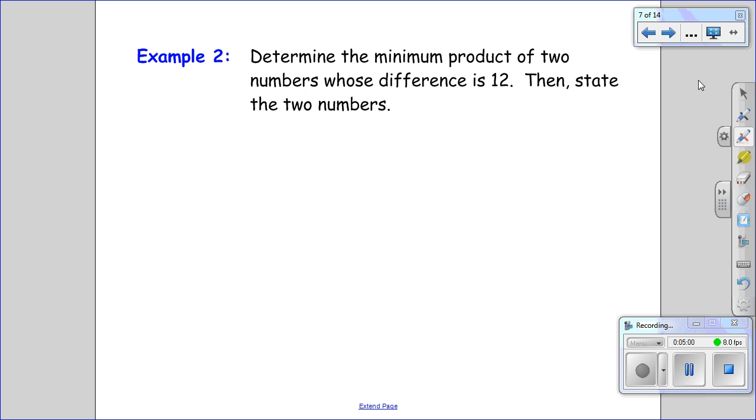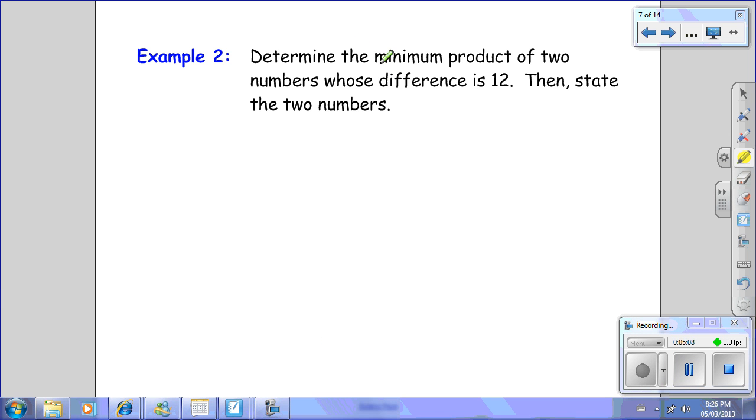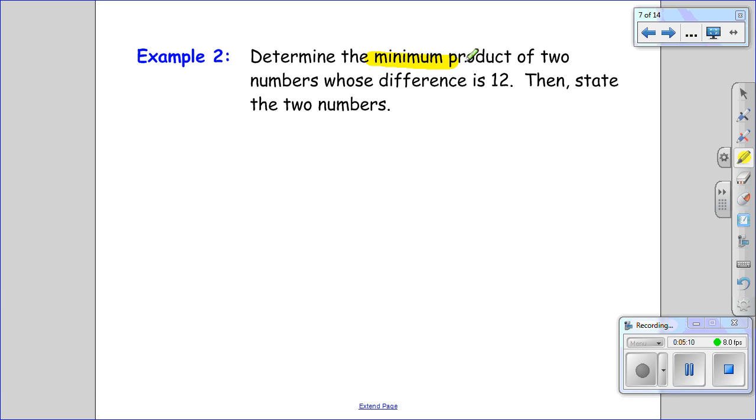Next example we're going to look at. Determine the minimum product of two numbers whose difference is 12, then state the two numbers. So again, I'm going to take out my handy dandy highlighter. Determine the minimum product, two numbers this time, with a difference of 12, and I need to state the two numbers.